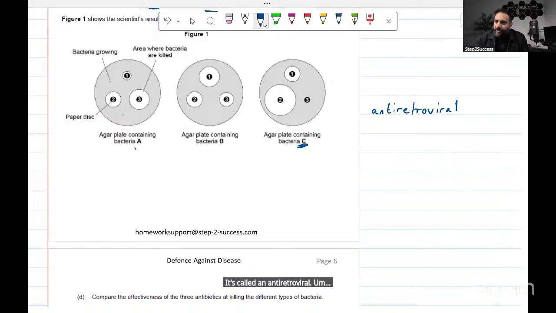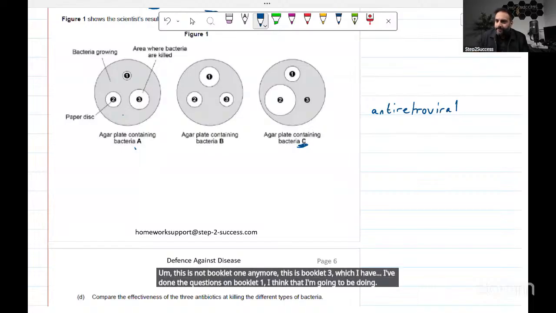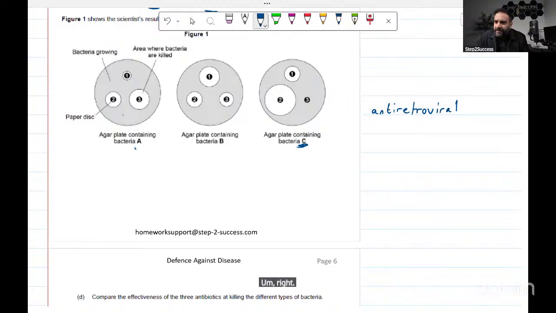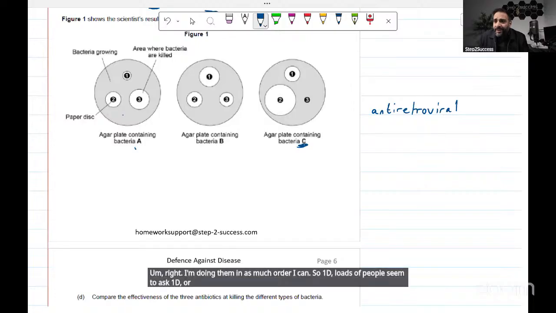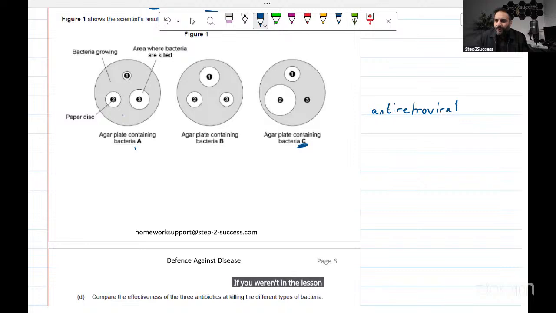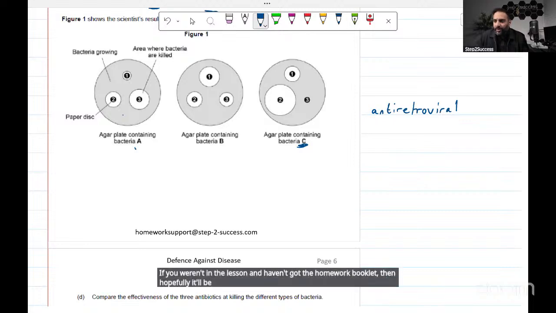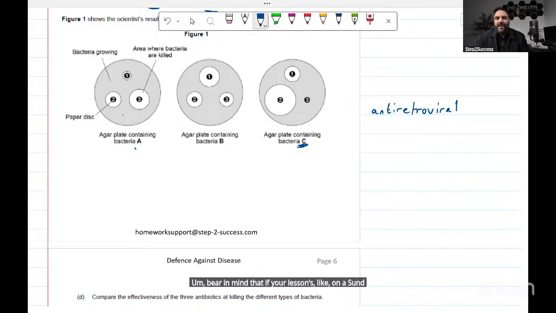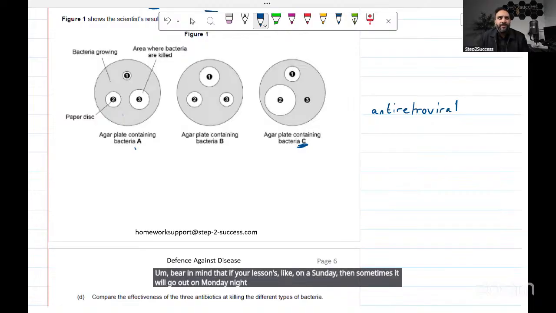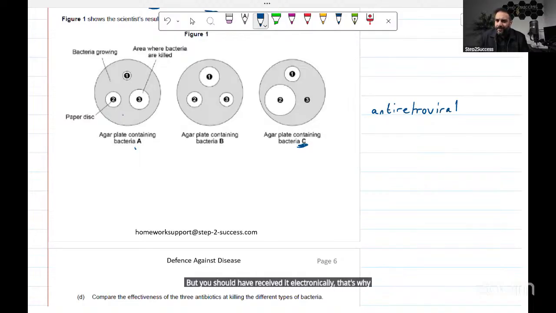There you go. This is not booklet one anymore. This is booklet three, which I've done the questions on booklet one. I'm doing them in as much order as I can. So 1D, loads of people seem to ask 1D, or at least the same person asked for 1D lots of times. If you weren't in the lesson and haven't got the homework booklet, then hopefully it'll be with you soon. Bear in mind that if your lesson's on a Sunday, then sometimes it will go out on Monday night or Tuesday. It won't get to you in time. But you should have received it electronically. That's why we do send it electronically.